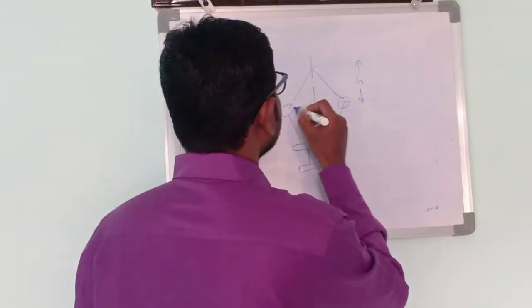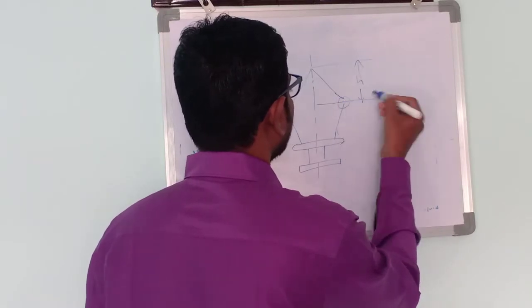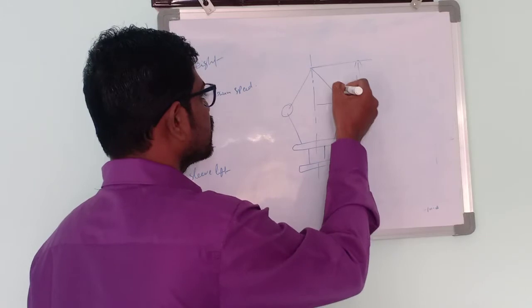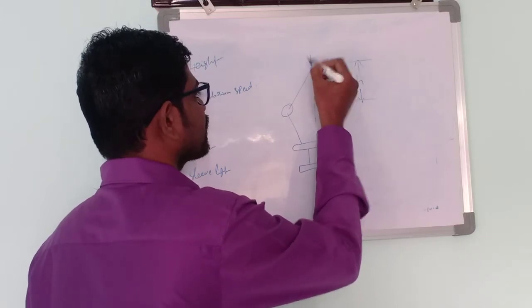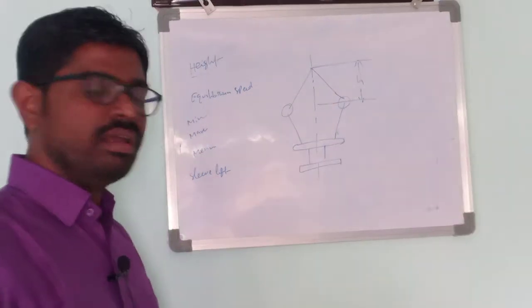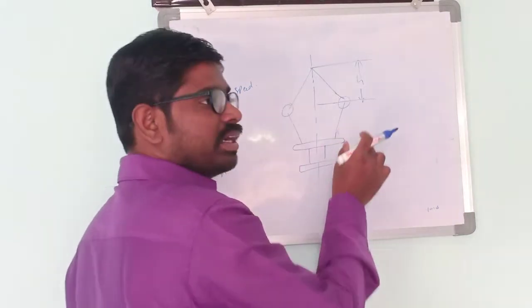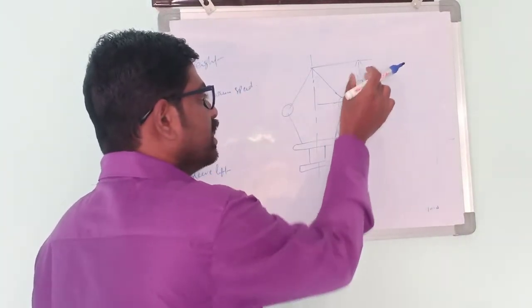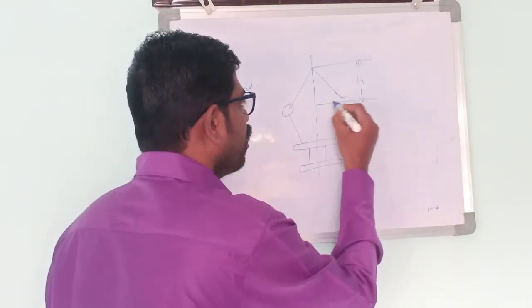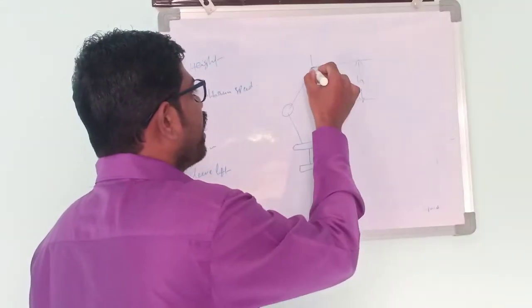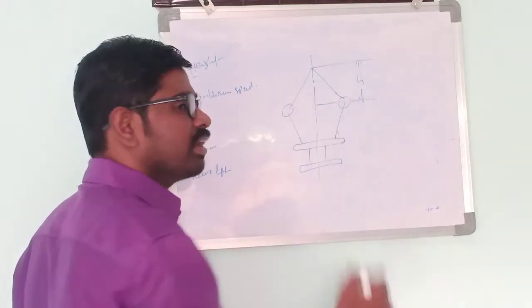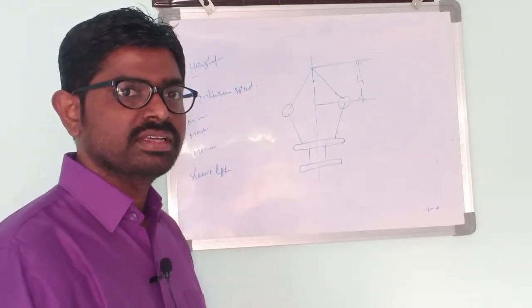Height of a governor is the vertical distance from the center of the ball to the point where the two arms intersect. It is defined as the vertical height from the center of a ball to the point where the two arms are intersecting. This we call the height of a governor.